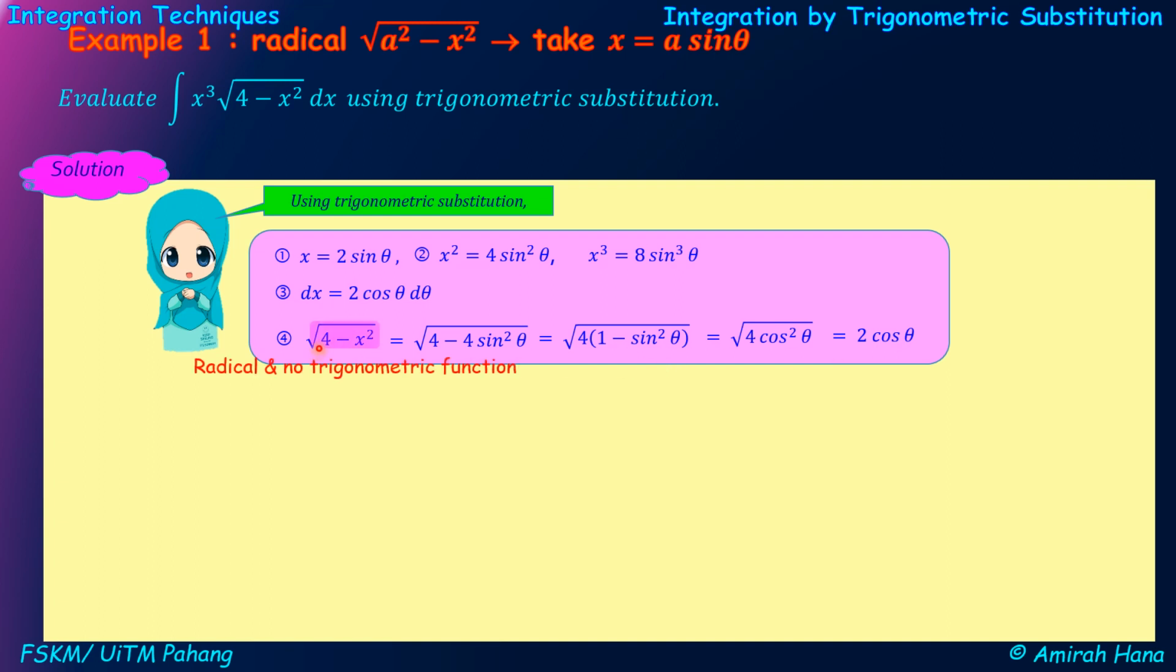Right? So from step 4 here, from radical 4 minus x squared, this term contains a radical but no trigonometric function. And after we simplify using the identity, now we have no more radical, but with a trigonometric function, right?